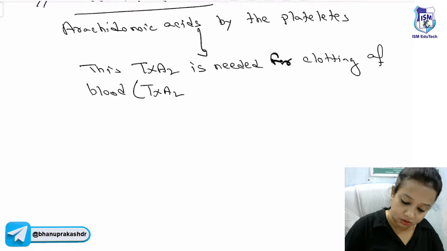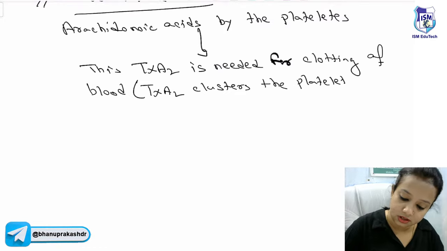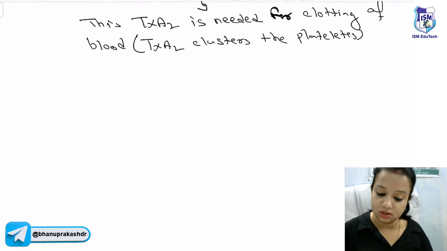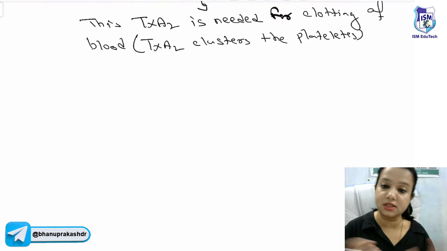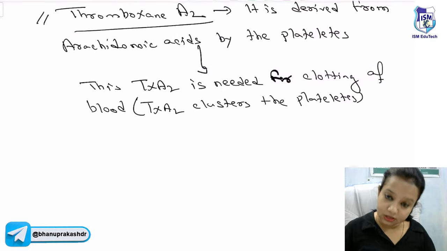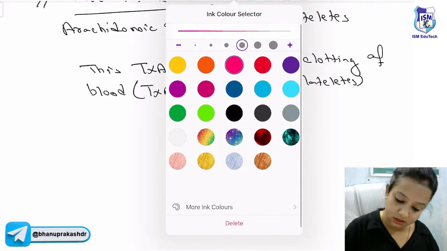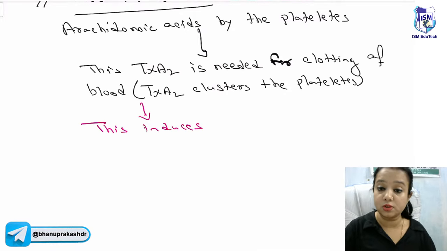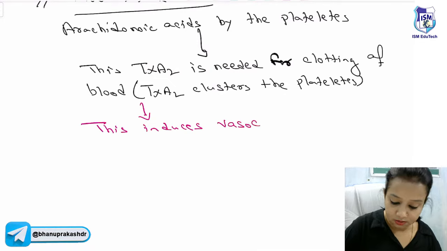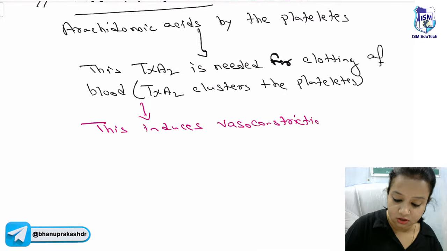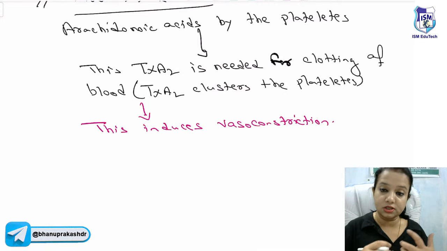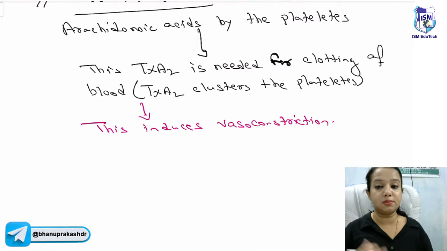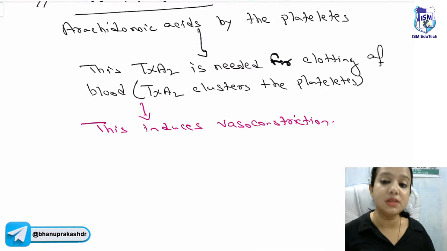What does this thromboxane A2 do? It clusters the platelets. Whenever there is any cut or injury, blood oozes out. At the site of this cut, thromboxane helps in the clustering of the platelets. This thromboxane A2 also induces vasoconstriction. That means it causes the narrowing down of the lumen of the blood vessel so that the loss of blood is minimalized. Very little blood is lost.